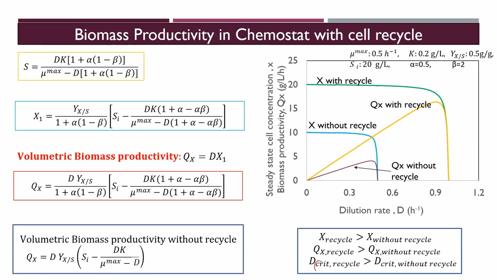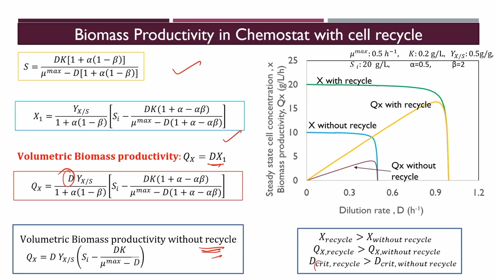Now, we can see the biomass productivity in the chemostat with recycle. This is the expression of substrate we have derived, and this X1 we recently discussed in the last slide. Now, the volumetric flow rate of biomass Qx is D into X1. So, we can simply multiply the D here. So, this becomes volumetric biomass productivity, and this was the volumetric biomass productivity without cell recycle. So, you can compare these two expressions.